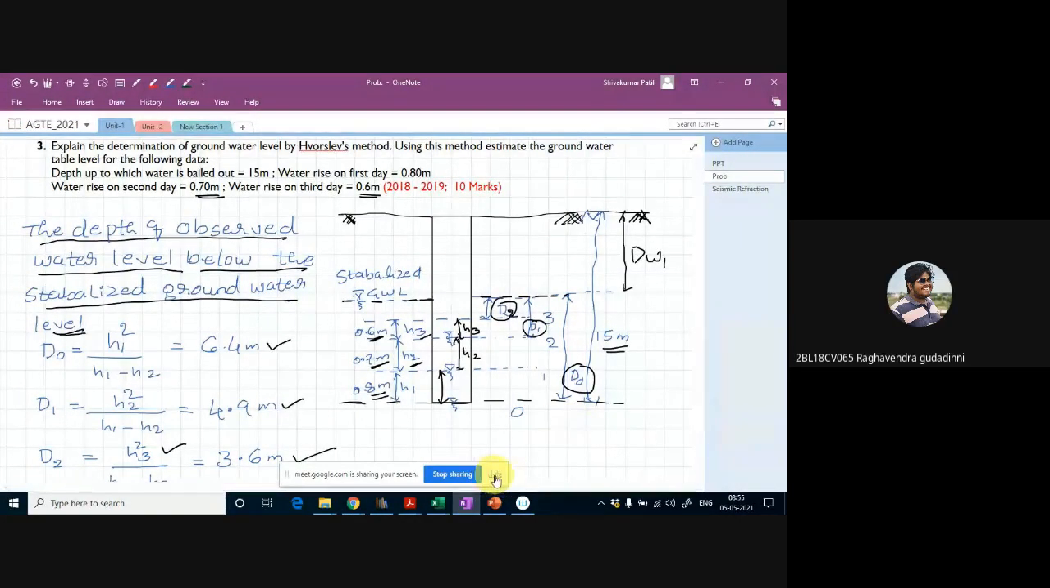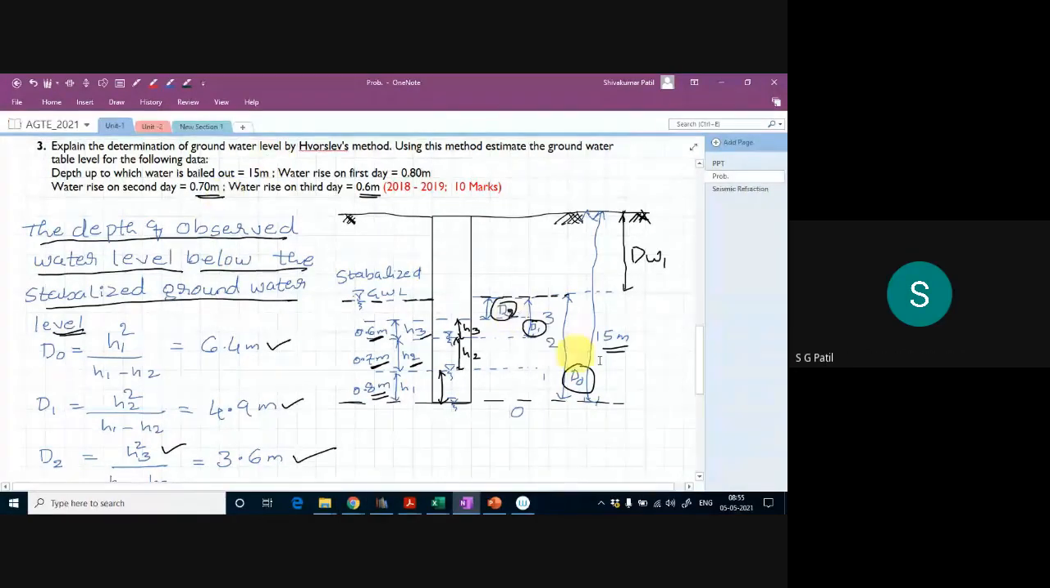Yes, sir. Okay, so this is the borehole. Once you drill a borehole, the water table may be somewhere here. Now you bail out all the water, and from here you bailed out water, and this is the water level we obtained. In the problem they gave, it is 15 meter from the ground level.